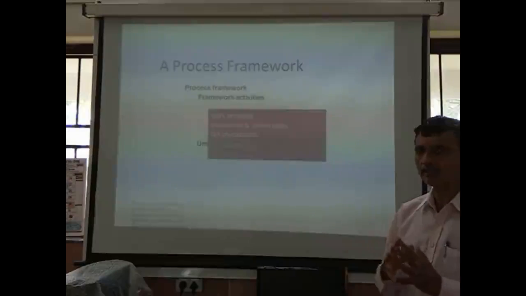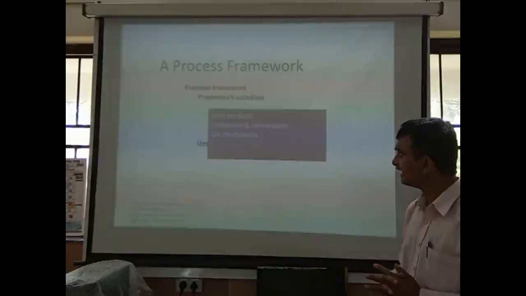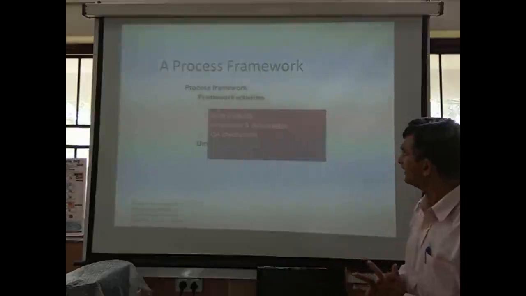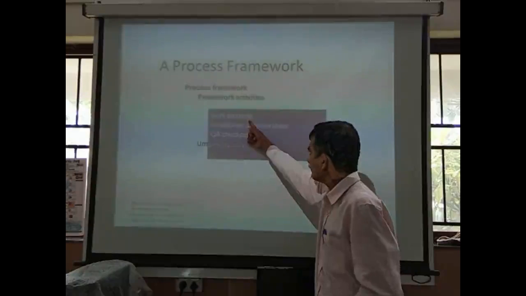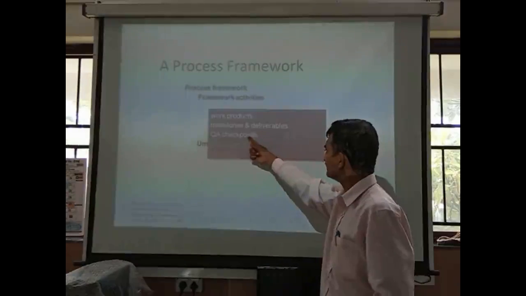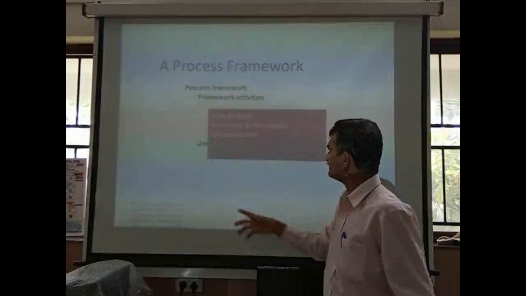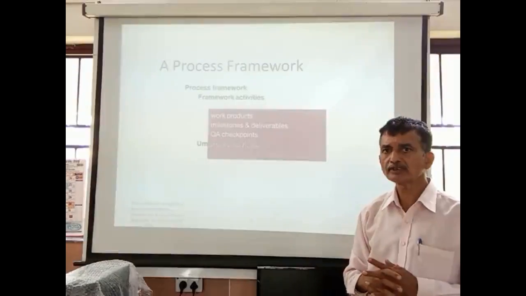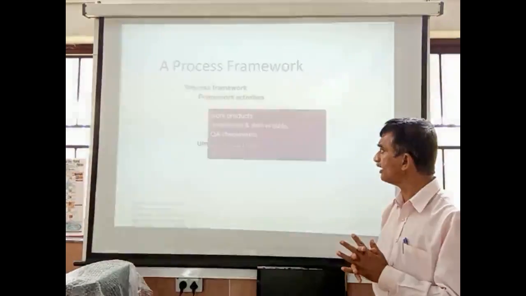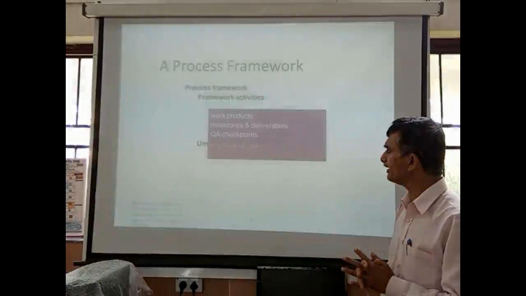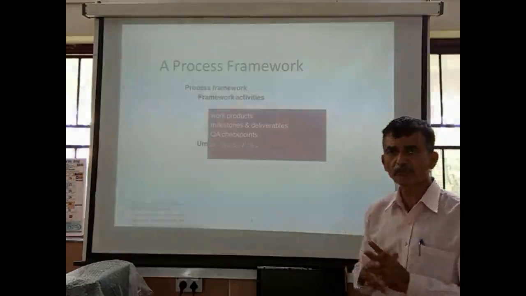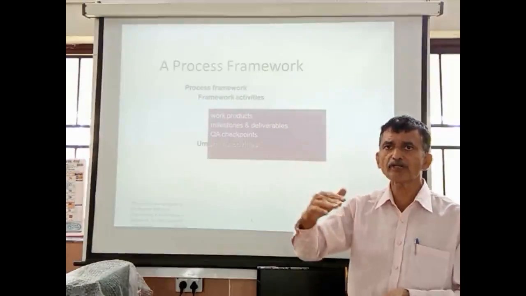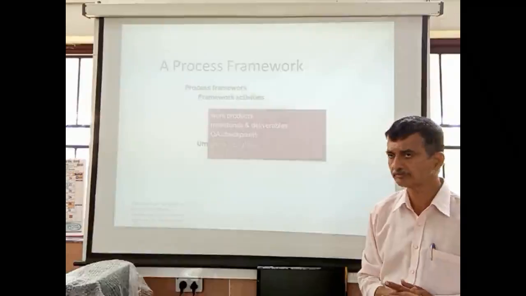If you take this picture, you will understand that a process framework activity consists of work products, milestones, deliverables, quality assurance checkpoints, and various umbrella activities. So it has many activities which are to be carried out. A single process framework has a number of activities, and each activity has a number of tasks that are to be carried out.